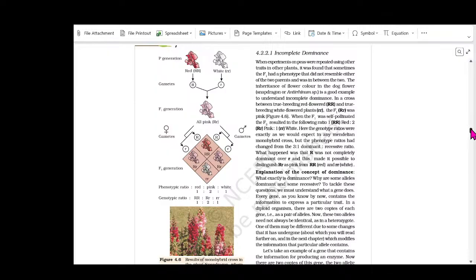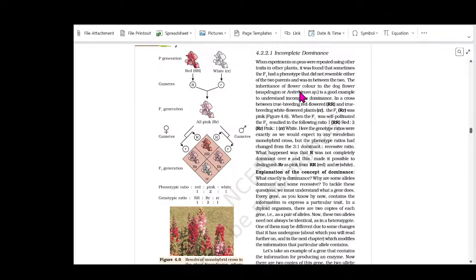4.2.2.1 Incomplete Dominance. When experiments on peas were repeated using other traits in other plants, it was found that sometimes the F1 had a phenotype that did not resemble either of the two parents and was in between the two.